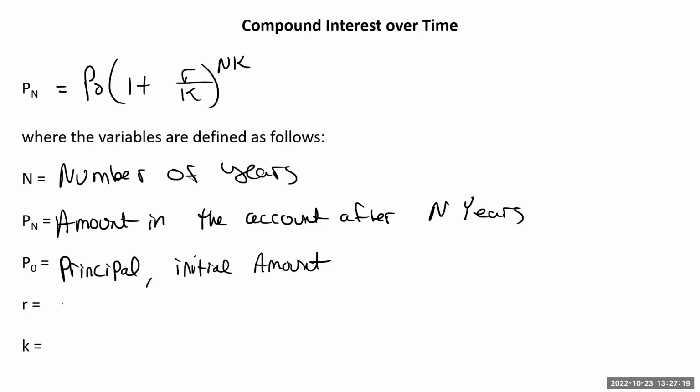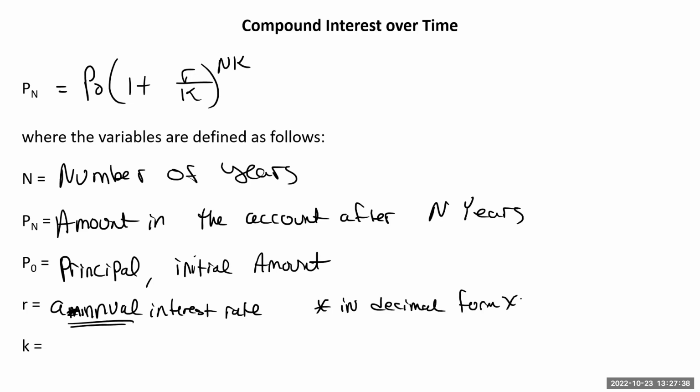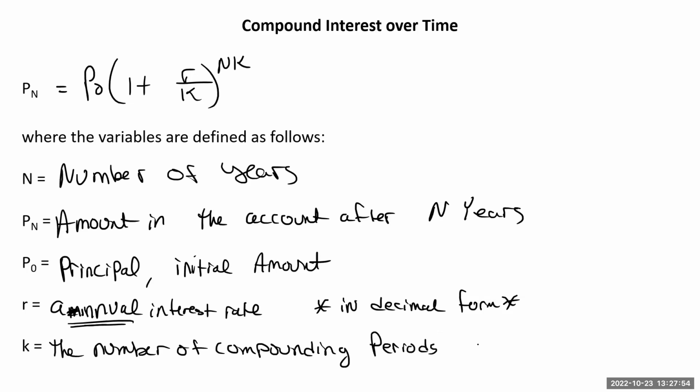The R value here, guys, this is your annual interest rate. So it's always given to you as an annual amount. And of course, we want to have this in decimal form. And then finally, the K value is the number of compounding periods. So in that last example, we just did semi-annual, which was 2 compounding periods. So they're always going to define the number of compounding periods in 1 year.